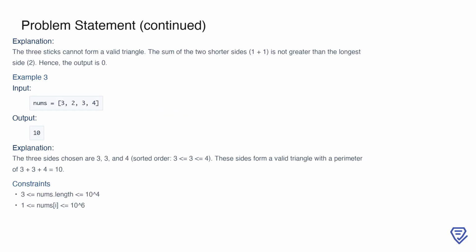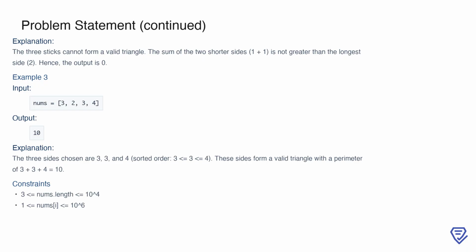Looking at the third example, the input array is 3, 2, 3, 4. Here, we can select the 3 sides 3, 3, and 4. If we sort them, we get 3, 3, and 4, and we can verify that the sum of the two smaller sides, 3 and 3, is indeed greater than 4, satisfying the triangle inequality. Therefore, these sides can form a valid triangle. The perimeter of this triangle is the sum of its sides, which is 3 plus 3 plus 4, giving us 10. So, the output for this example is 10.